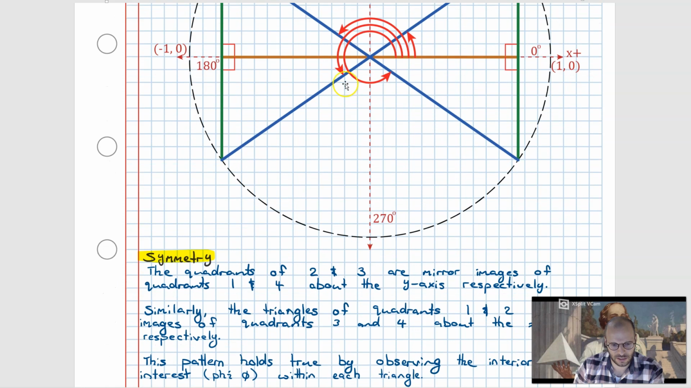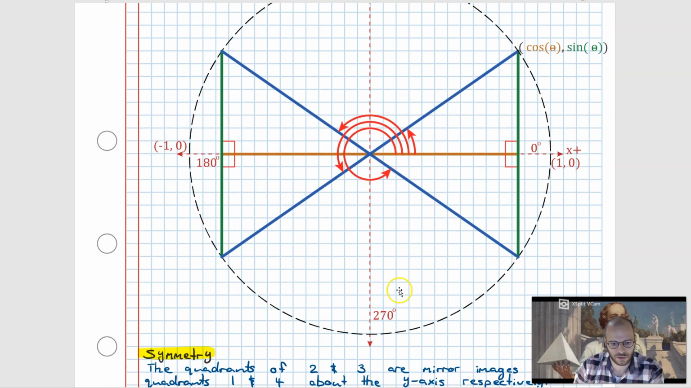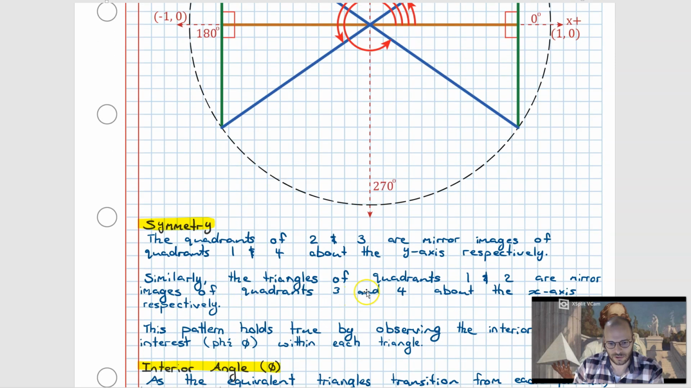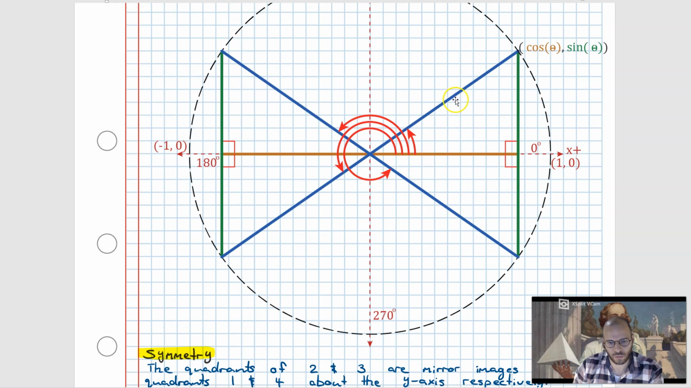Now moving down, the quadrants 2 and 3 are mirror images of quadrants 1 and 4 about the y-axis. So quadrants 2 and 3 are mirror images of 1 and 4 about this y-axis here. Furthermore, the triangles of quadrants 1 and 2 are mirror images of quadrants 3 and 4 about the x-axis respectively. So 1 and 2 are mirrored about this x-axis in 3 and 4.